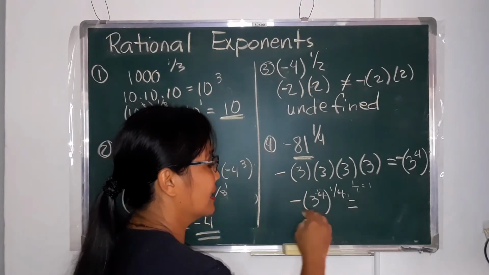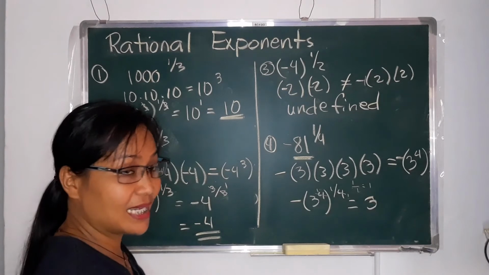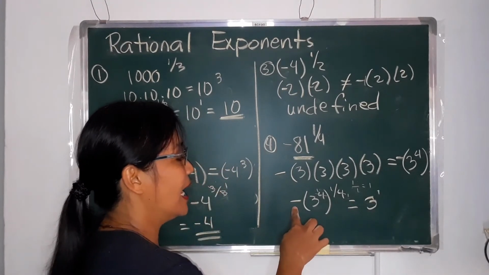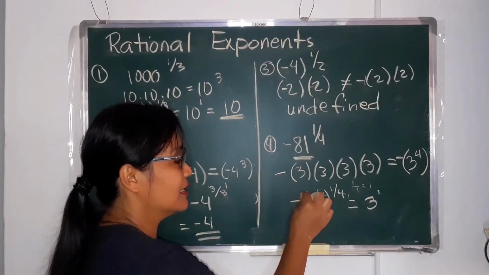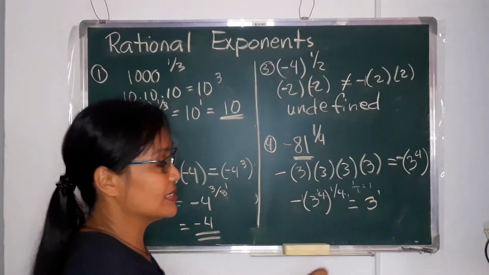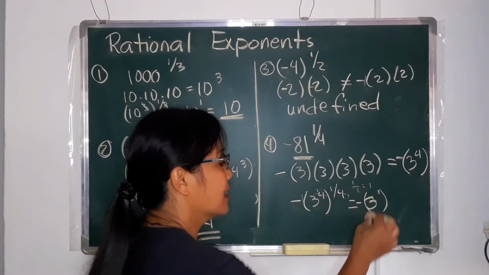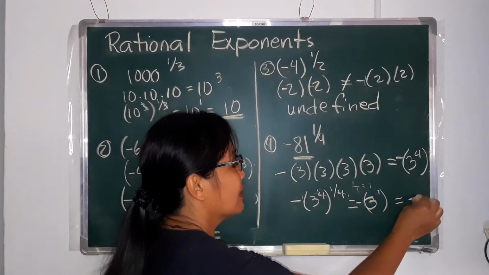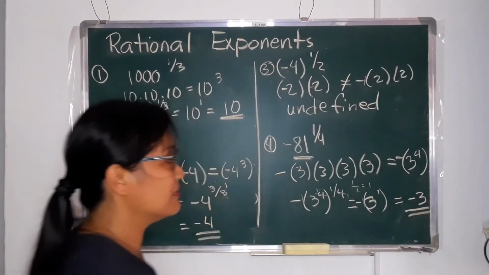And, again, so 3 raised to 1 is still 3. Okay? Of course, itong negative dito, ulitin ko, pag may negative yan, at may close and open parentheses, ibig sabihin may 1 dyan. 1 is invisible. So, negative 1 times 3 is still negative 3. Therefore, our answer is negative 3.